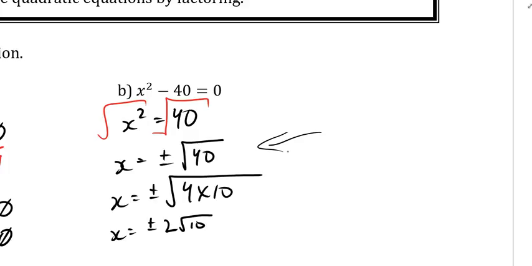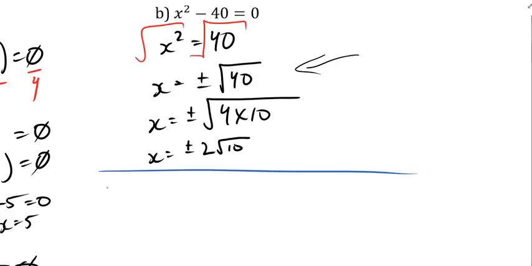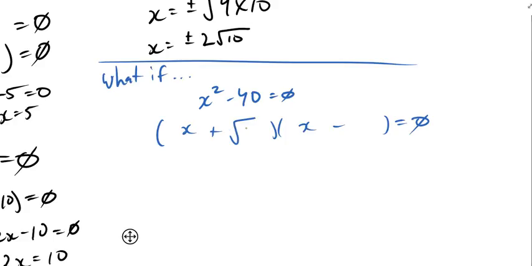Any questions about that? So in other words, when it's not a perfect square, factoring with the difference of squares is probably not your best bet. That being said, what if we tried? We're going to do a couple of little what ifs here. So I start with x squared minus 40 equals 0. What if I tried to factor this like a difference of squares? It's something plus something times something minus something equals 0. What's the first something? Square root of the first term. What's the second something? Square root of the second term.